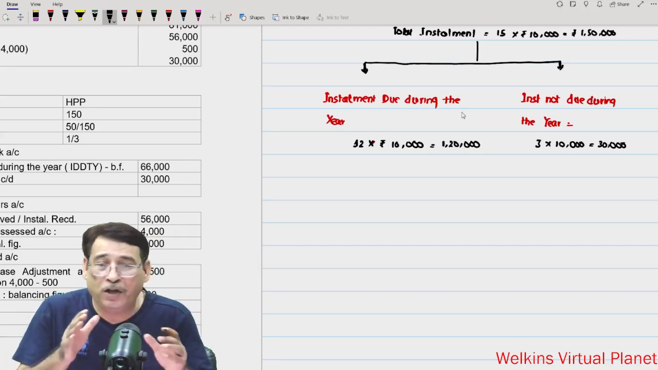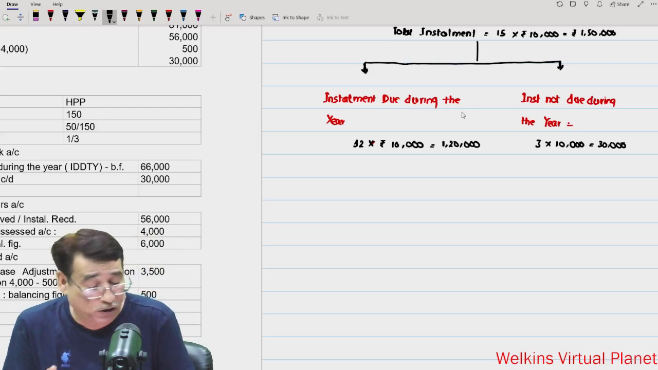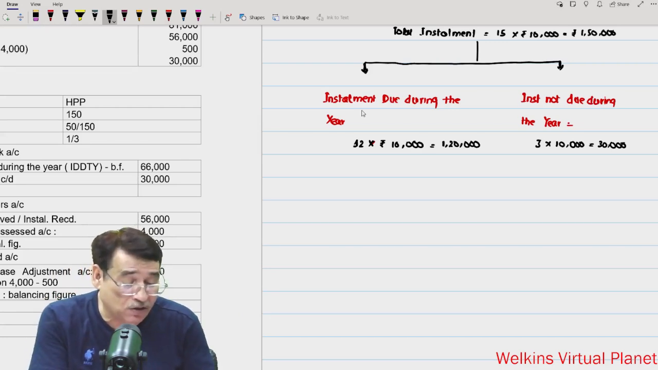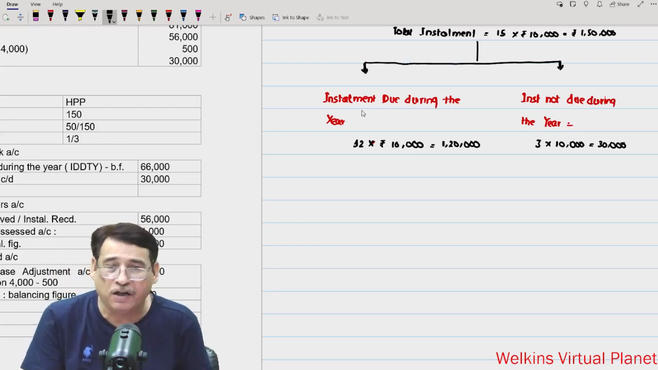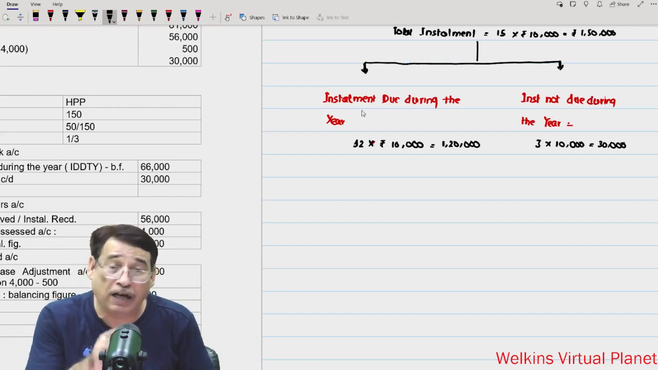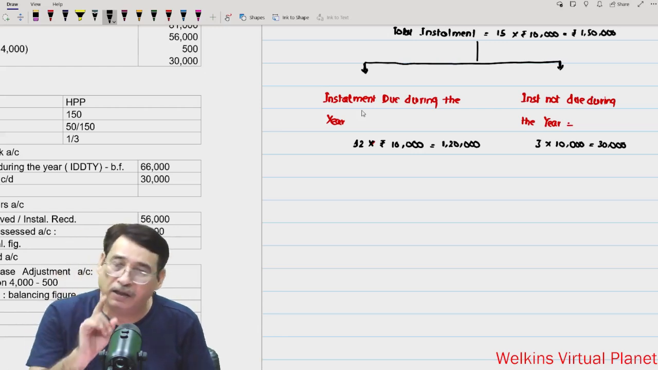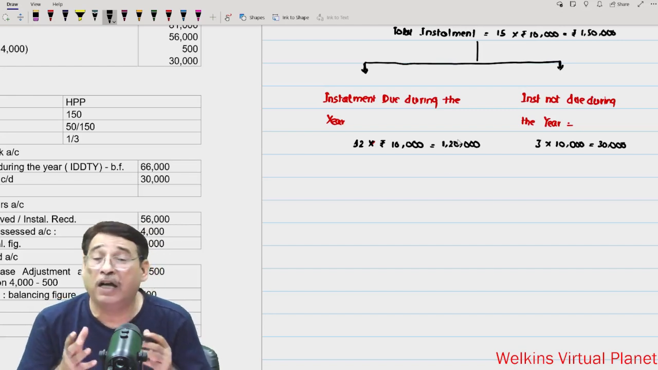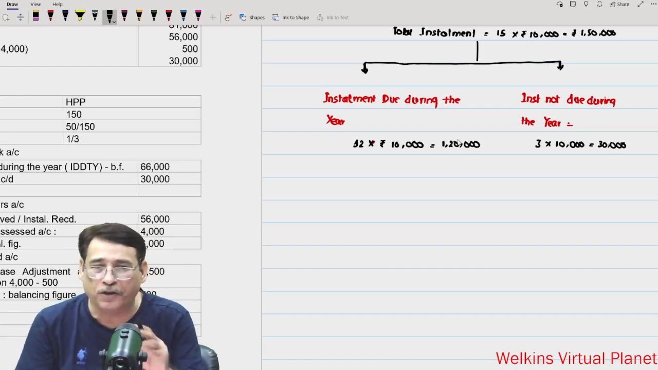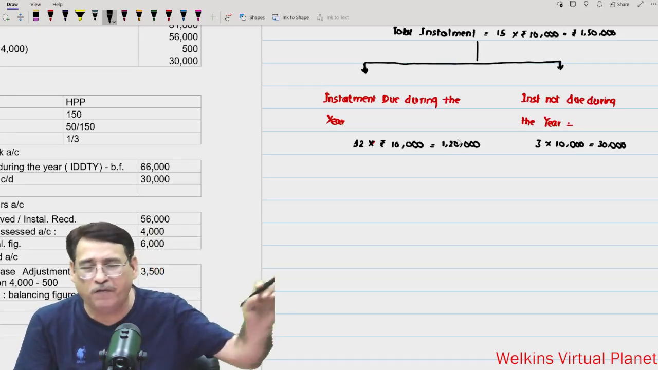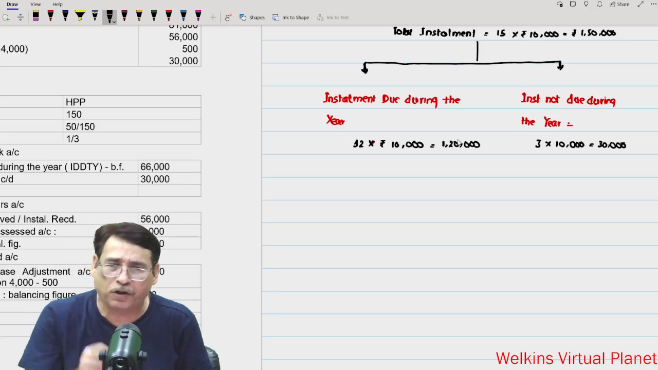Now, installment due during the year is also known as amount due from debtor, because these installments have become due during the accounting year. So that means the purchaser is our debtor. He is supposed to pay us 1,20,000 in the current accounting year. So in the current accounting year, our total debtors are worth rupees 1,20,000, not 1,50,000, because 3 installments haven't become due. Unless and until things become due, we cannot term the fellow as our debtor. It is very important to note.